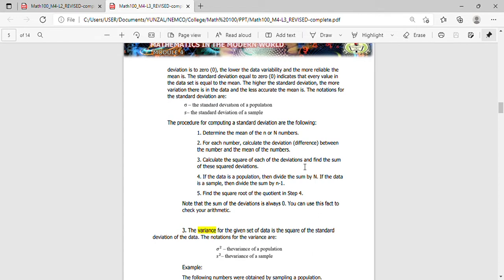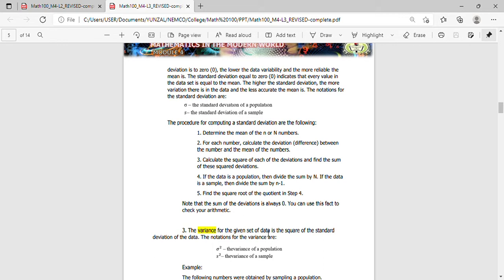But let's have this number 3, which is about the variance. So the variance for the given set of data is the square of the standard deviation of the data. So the notations for the variance are, we have here, sigma squared. So standard deviation walay squared, but sa variance is squared. This is the variance of a population. S squared is the variance of a sample. So sayon na ni siya kay kung makakuha na ta sa standard deviation, ato ra siya i-squared.